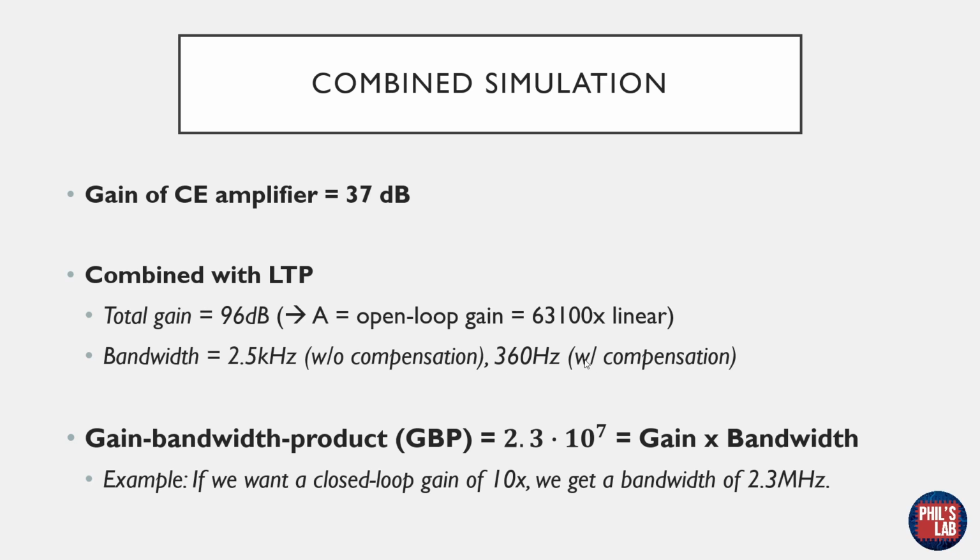higher bandwidth. A typical expression you'll see with operational amplifiers is the gain bandwidth product, or GBP for short. Essentially, multiplying our total gain by our open loop bandwidth gives us a gain bandwidth product of 2.3 times 10 to the 7. Now, anytime we want to work out what bandwidth we'll get for a certain closed loop gain, we simply use gain bandwidth product equals gain times bandwidth. So given this rather large gain bandwidth product, if I want a gain of 10 times, so 20 dB, I simply divide this number by 10 to get my bandwidth, which will be 2.3 megahertz, which is fairly respectable for a simple design such as this.